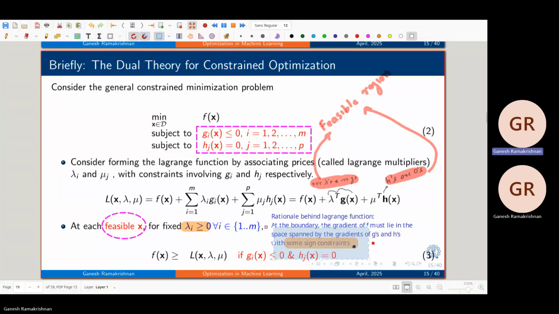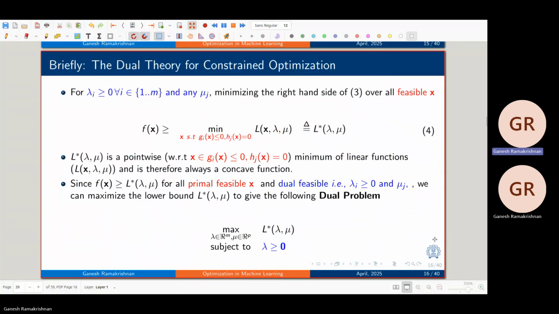The rationale behind the Lagrange function: at the boundary, the gradient of f must lie in the span of the gradients of the h's and g's, with some sign constraints. Yes, negative. Okay, so let me get to this. I already gave you a hint that you may want to consider maximizing with respect to lambda. But before that, I can also consider a minimization with respect to x, because if this holds, right? Let me erase some of this.